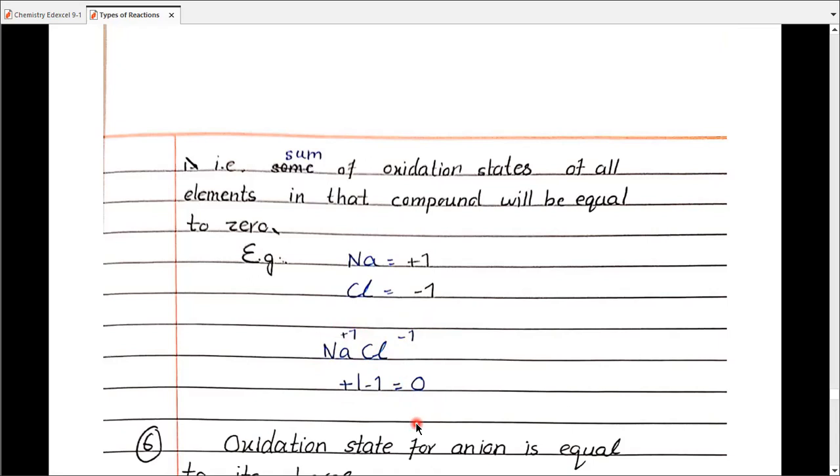And this is true for every compound on the planet, no matter which compound that is. Carbon dioxide, water, magnesium oxide, copper oxide, name a compound, and the sum of oxidation states of all the elements in that compound would always be equal to zero. That's how compounds are electrically neutral. Okay, take an example of water.